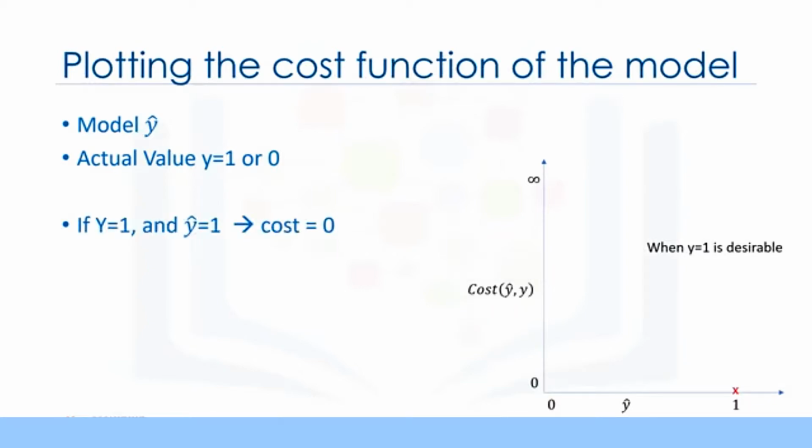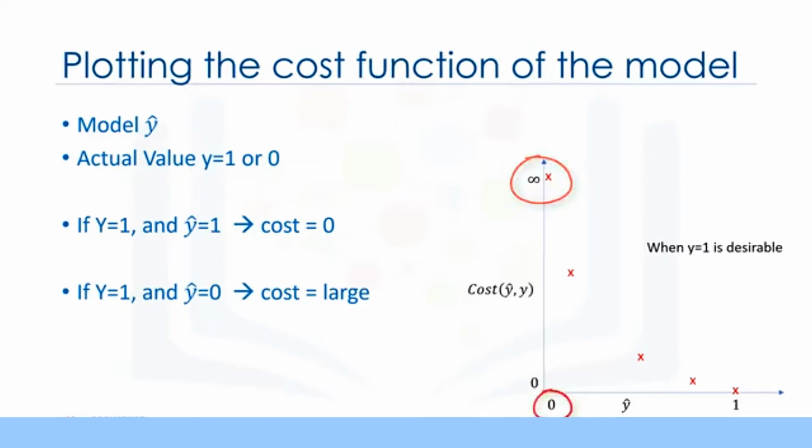For a moment, assume that our desired value for y is 1. This means our model is best if it estimates y equals 1. In this case, we need a cost function that returns 0 if the outcome of our model is 1, which is the same as the actual label. And the cost should keep increasing as the outcome of our model gets farther from 1. And cost should be very large if the outcome of our model is close to 0.